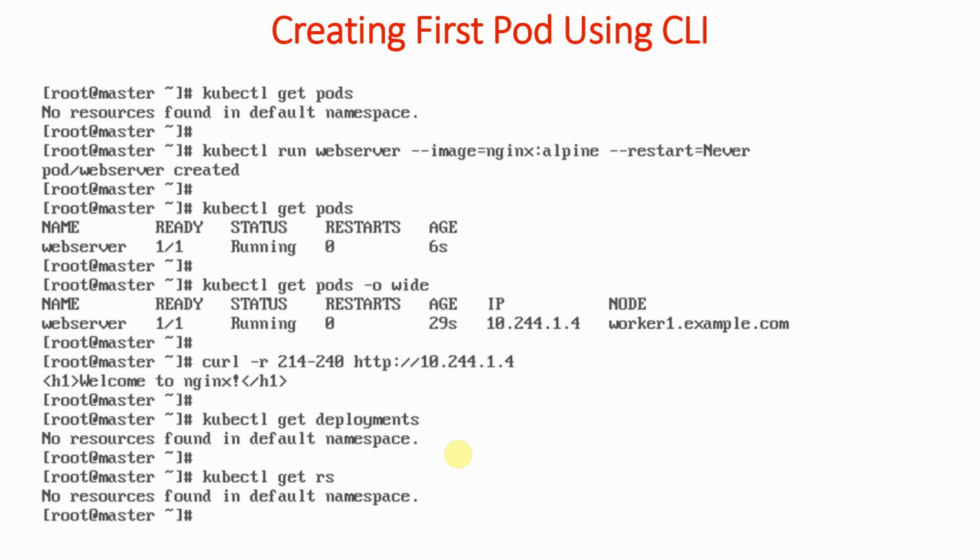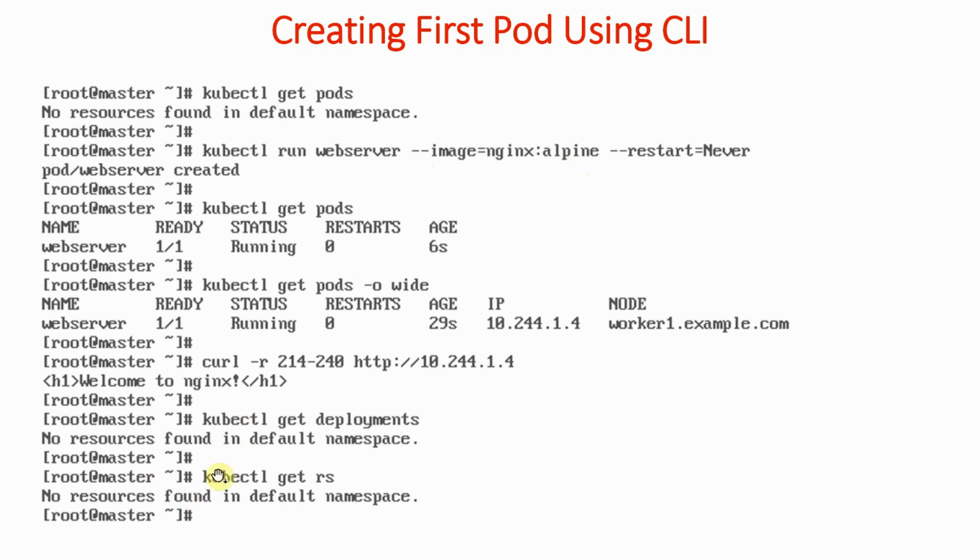And if you run the command kubectl get deployments, please remember deployment is also one object which is used for creating pods. So when we are running this command, if we do not run it properly, instead of a pod, your deployment might get created. So to be sure that in our case only a pod was created, let us check kubectl get deployments, no resources found.